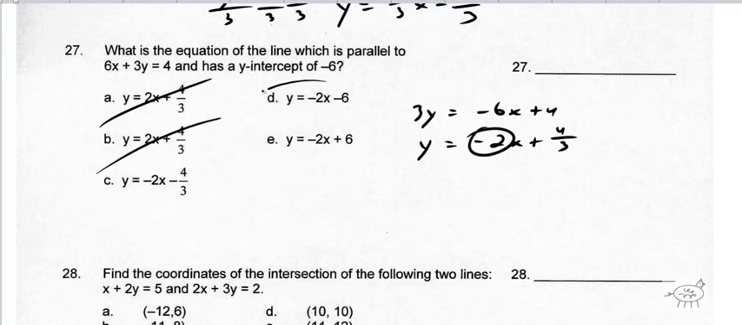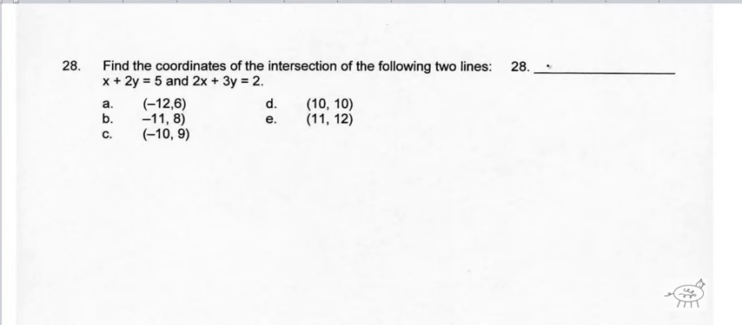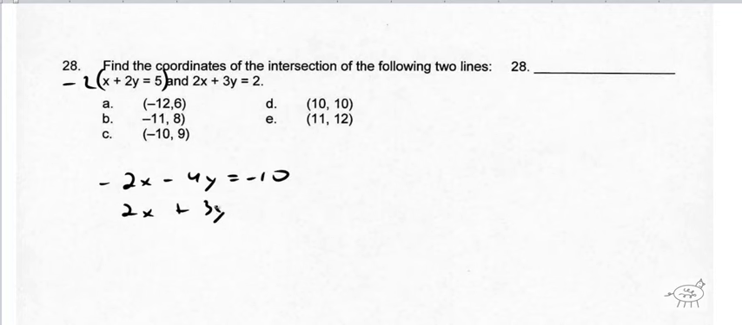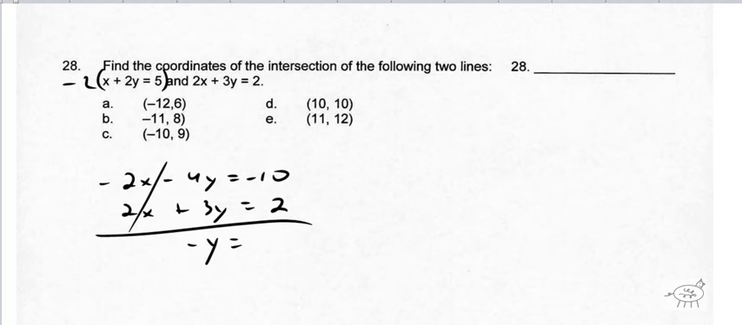Okay, 28. Find the coordinates of the intersection of the following two lines. Again, systems of equations, but let's do it real quickly here. I'm going to multiply this guy by negative 2, so I get negative 2x minus 4y equals negative 10, and 2x plus 3y equals 2. That's out of there, and I get negative y equals negative 8, so y equals 8.